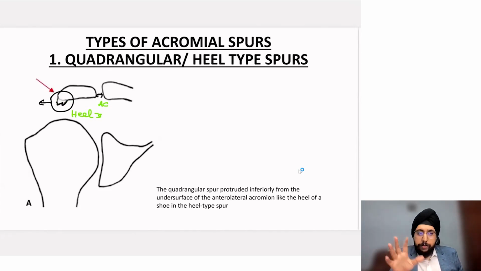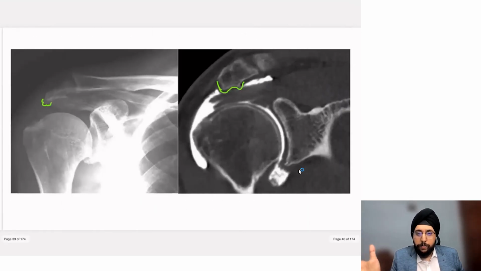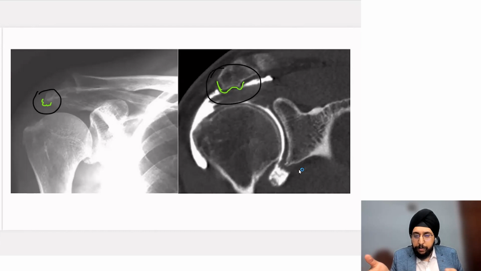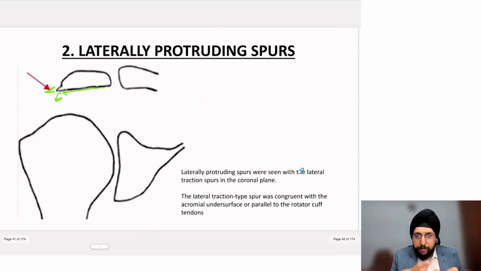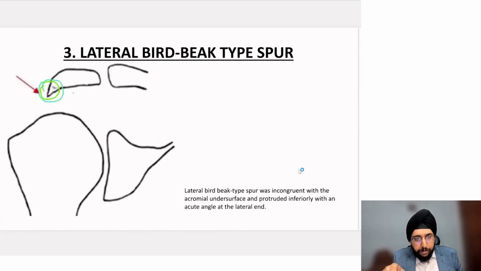Just see the images and try to look in your MRI cases when you do day-to-day reporting. There is nothing to learn as such. You just have to know that such types of spurs exist and try to look for these in the MRIs, and then mention these in the reports, both on the radiographs as well as the MRI. There's nothing to cram here. Then the laterally protruding spur, I told you, is congruent with the undersurface, so not much role in impingement, but this bird beak type spur has a role in impingement because it is protruding down into the acromiohumeral space.